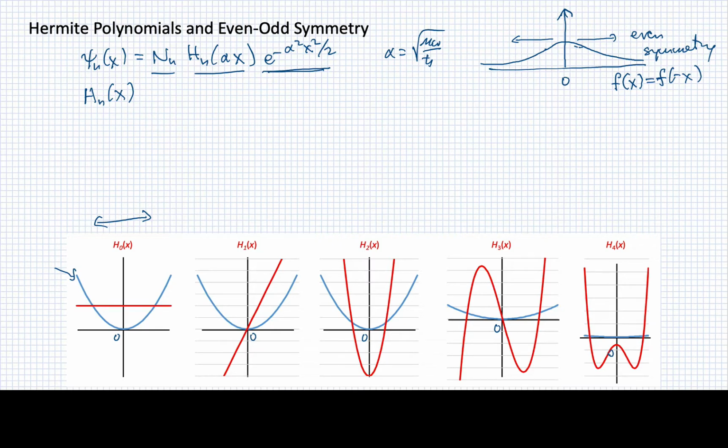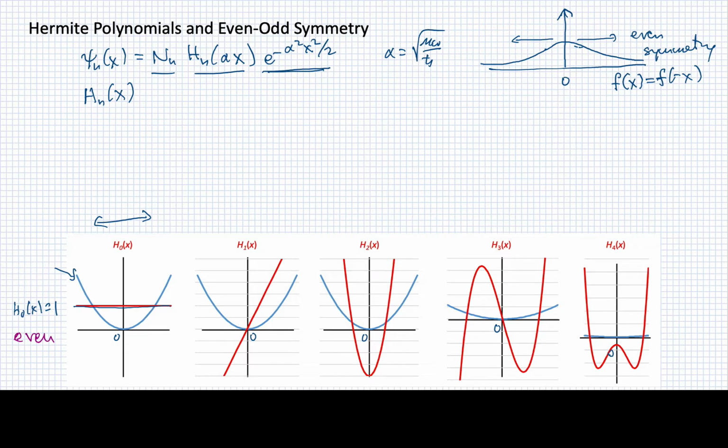Now, the first Hermite polynomial is just a constant. It's basically H0 of x is equal to 1. So it's just a constant value that goes across. It is clearly even with respect to interchange across the axis, so I'll mark that here. It is an even function, and not much more we can say about it.